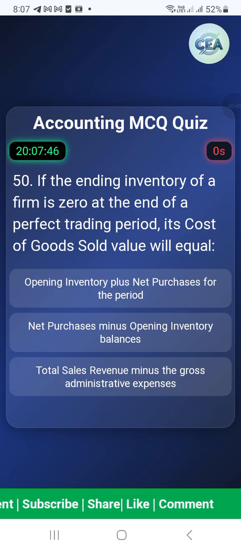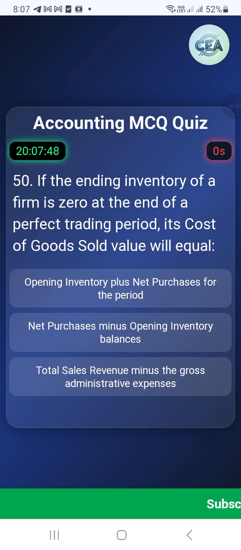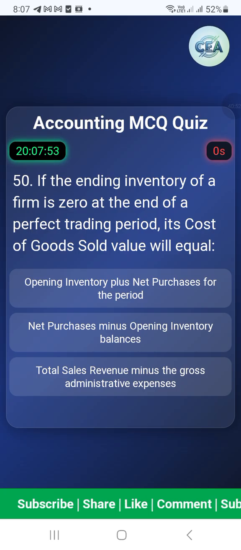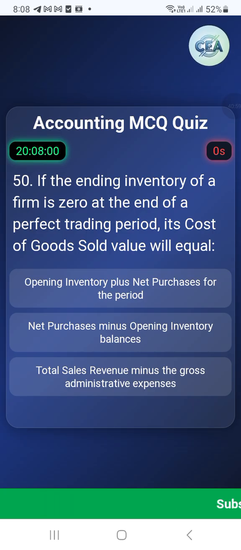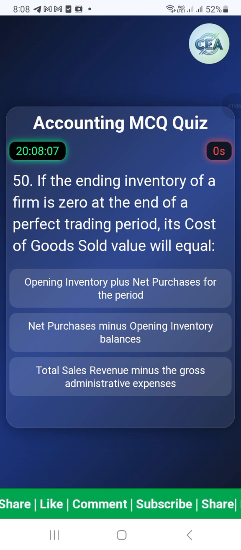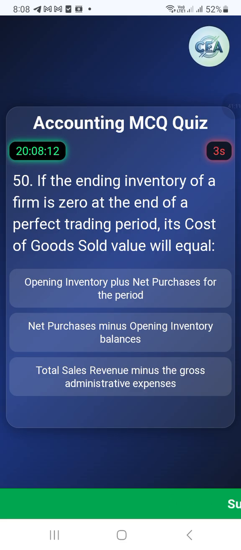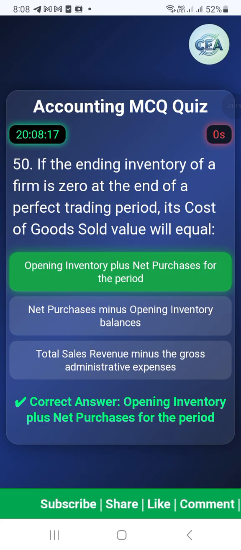50. If the ending inventory of a firm is 0 at the end of a perfect trading period, its cost of goods sold value will equal: Option 1. Opening inventory plus net purchases for the period. Option 2. Net purchases minus opening inventory balances. Option 3. Total sales revenue minus the gross administrative expenses. Correct answer is opening inventory plus net purchases for the period.